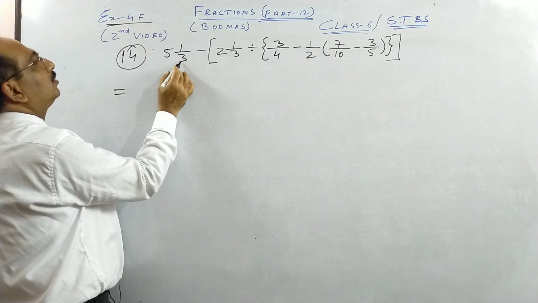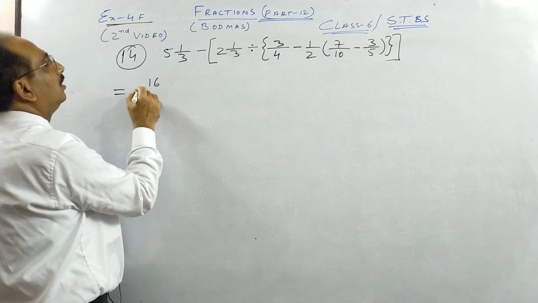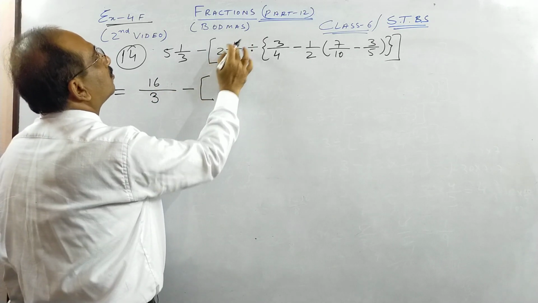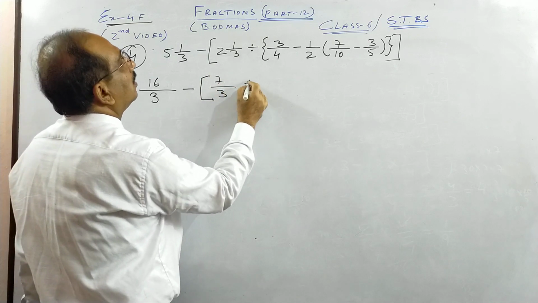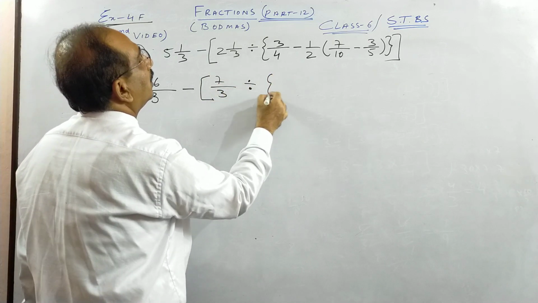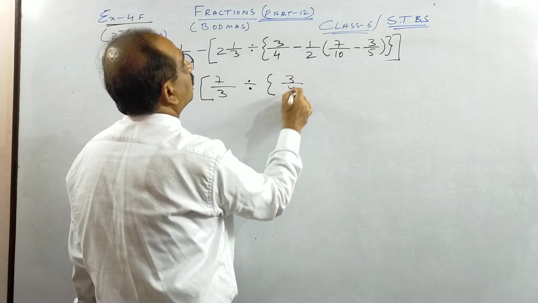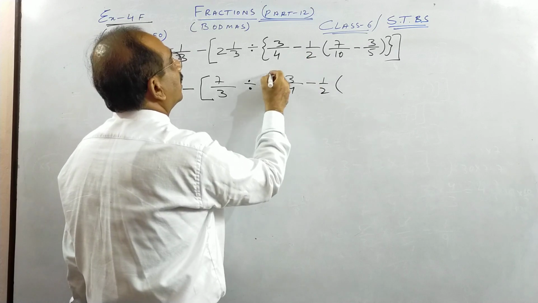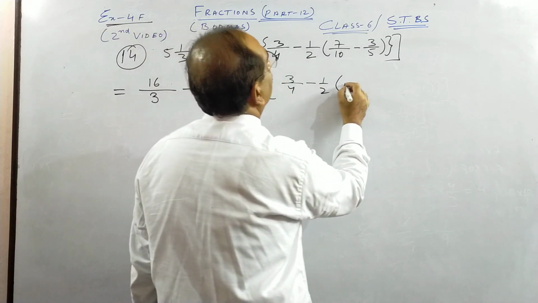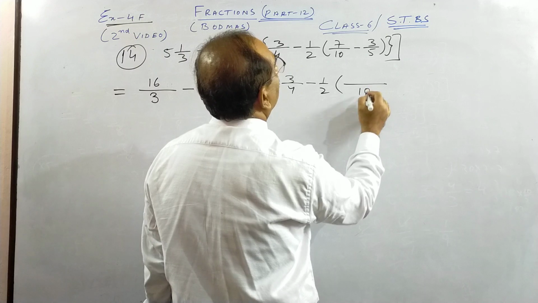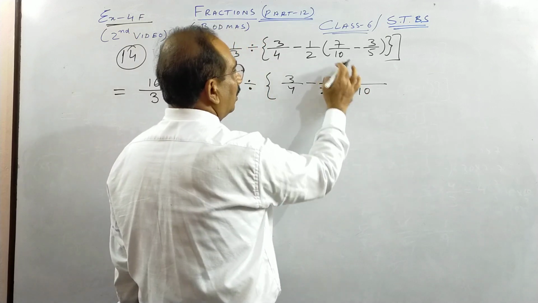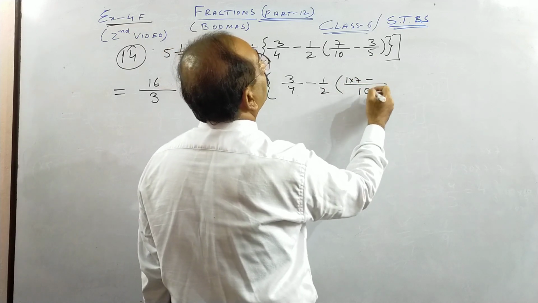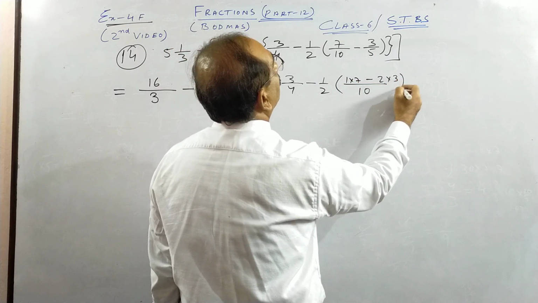So here we go. 3 5s are 15 plus 1, 16 by 3 minus 3 2s are 6 plus 1, 7 by 3, divided by the middle bracket, you write 3 by 4 minus half. Now you see in small bracket, so write the middle bracket nicely. LCM of 5 and 10 is 10. 10 goes 1 time, so 1 into 7, and 5 goes 2 times, so 2 into 3.